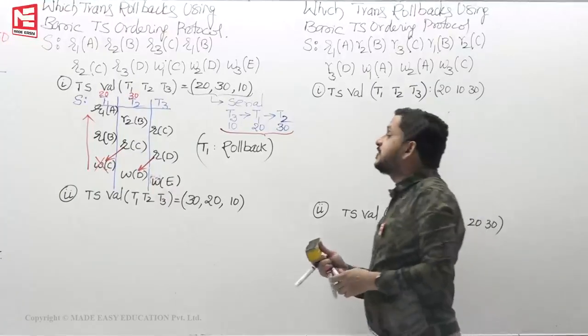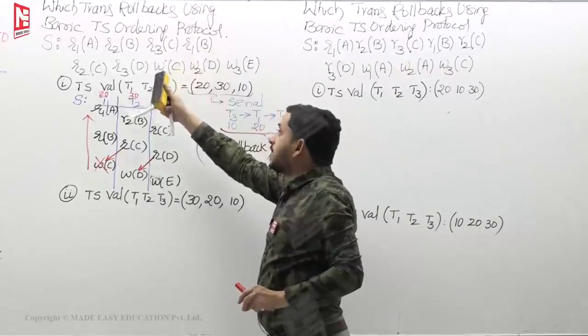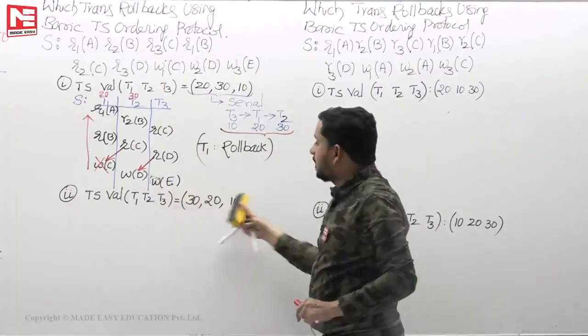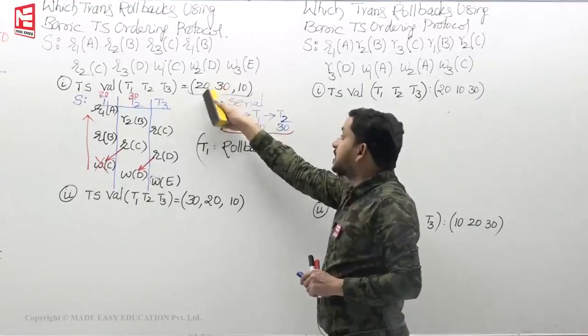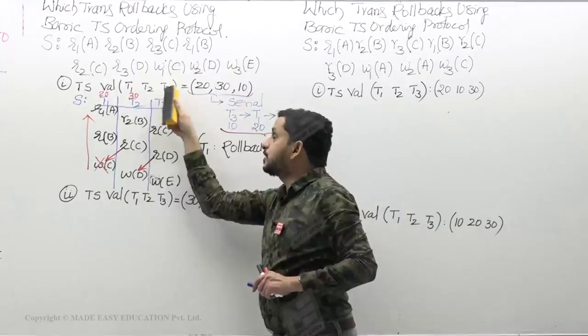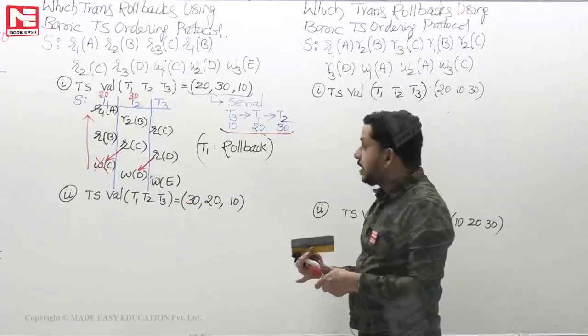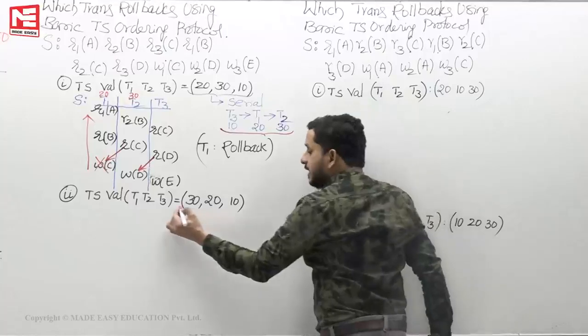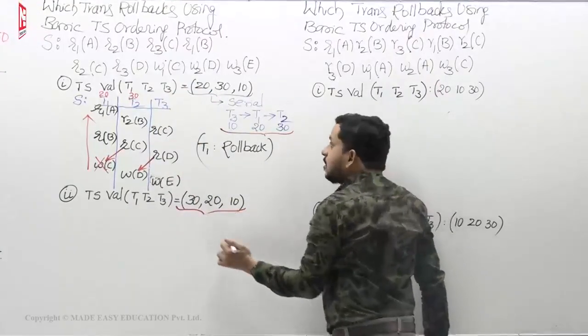Okay, so like this we need to test it. Same schedule, basic timestamp ordering protocol, but let us change the timestamp values. Instead of 20, 10, 20, 30, 10, the timestamps for T1, T2, T3 are 30, 20, 10. Let me explain one more time; if there are any doubts from the previous example, they will get resolved here.